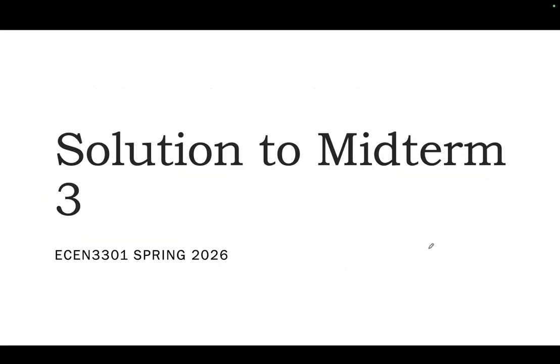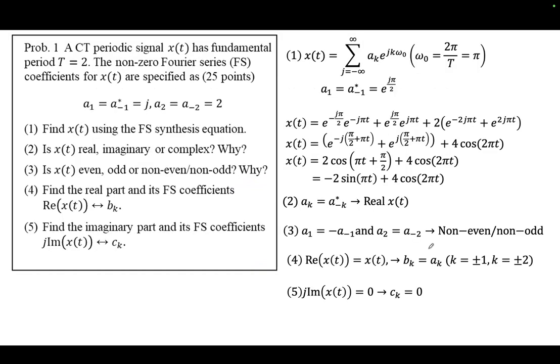Actually, we haven't talked about the solution to midterm 3. I don't know if you reviewed it. Actually, midterm 3 is not that difficult. A CT periodic signal has fundamental period T, which means you have the fundamental frequency 2π over T, am I right? The non-zero FS coefficients for x(t) are given, and find x(t) using the FS synthesis equation. Actually, this is the synthesis equation, am I right?